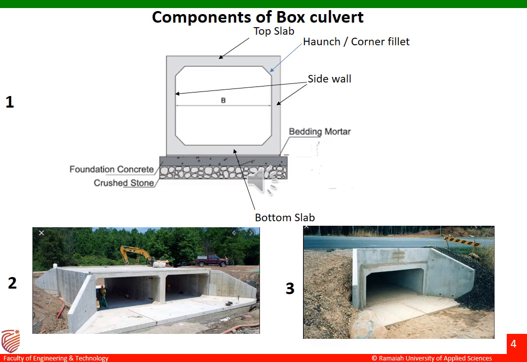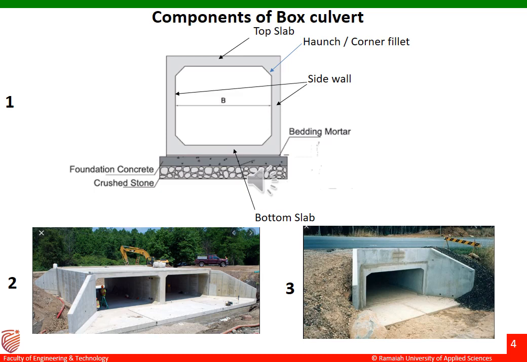As you all know, a box culvert is a simple box of square or rectangular shape. Basically it has four components. You can refer to figure number 1. The top portion of the box culvert is called the top slab, the bottom portion of the culvert is called the bottom slab, and the side portions are called side walls.